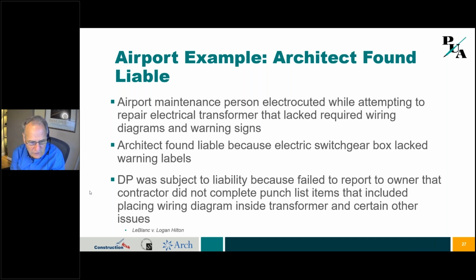And the designer didn't follow up when the contractor failed to honor the punch list. He never told the client. He didn't tell the owner client, hey, the contractor didn't do this.